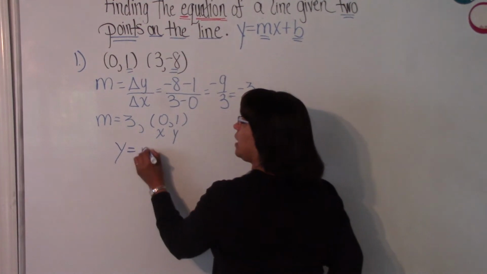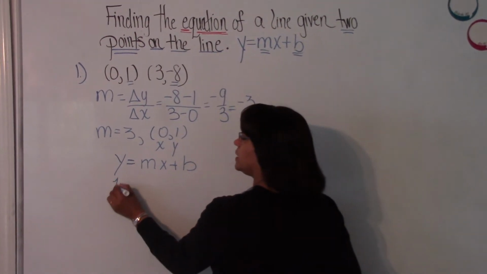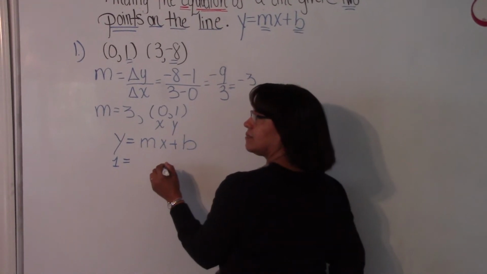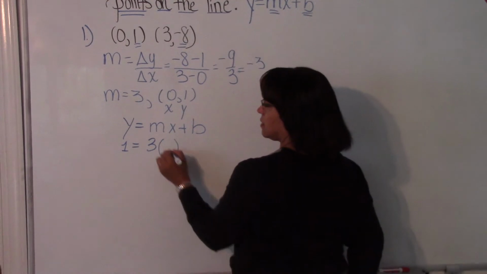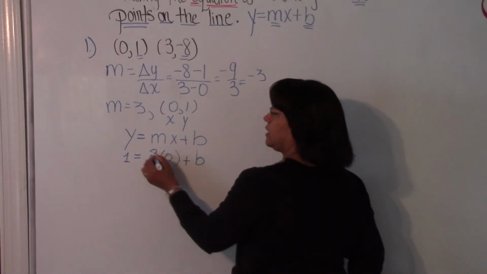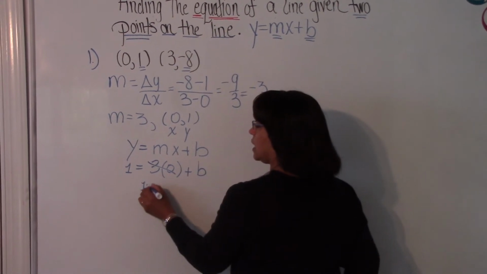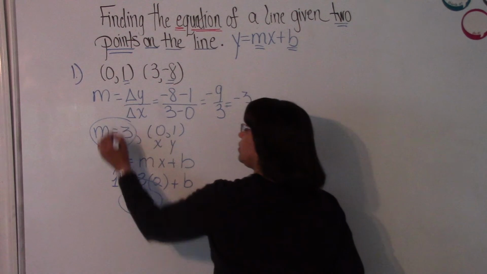So when we have y equals mx plus b, y is 1. What is m? 3, good. And what is x? 0, that's right. And then we multiply. 3 times 0 is 0. So we have b is equal to 1 and m is equal to 3.